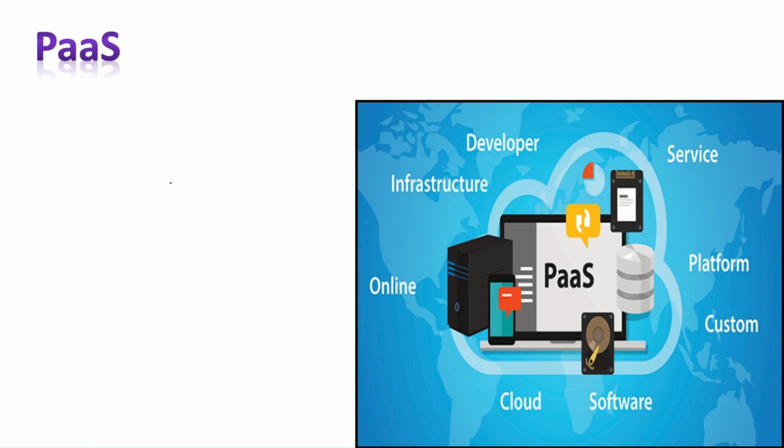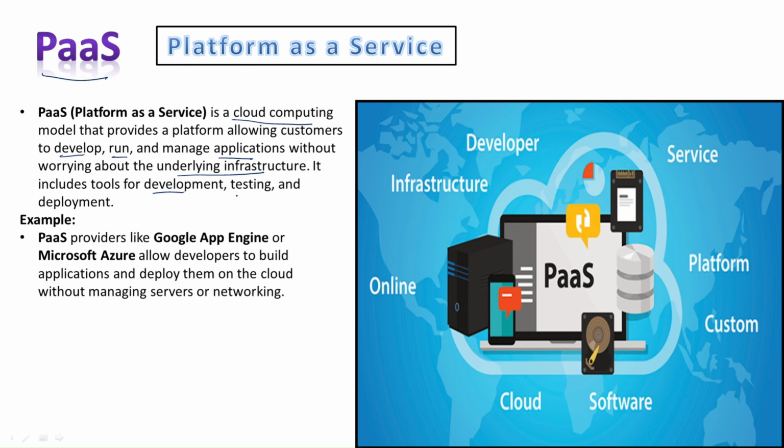PaaS, that is platform as a service. So PaaS, platform as a service, is a cloud computing model that provides a platform allowing customers to develop, run, and manage applications without worrying about the underlying infrastructure. It includes tools for development, testing, and deployment. For example, PaaS providers like Google App Engine or Microsoft Azure allow developers to build applications and deploy them on the cloud without managing servers or networking.